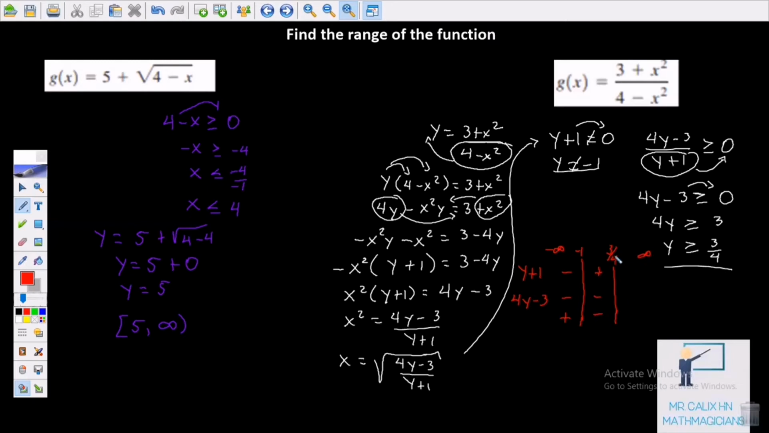If I substitute a number that is greater than 3/4, for example, 3, if I substitute 3 here, 3 plus 1 is 4, is positive. If I substitute 3 here, it would be 12 minus 3 is also positive. Positive times positive is positive. That means that your range has to be somewhere between here and here.